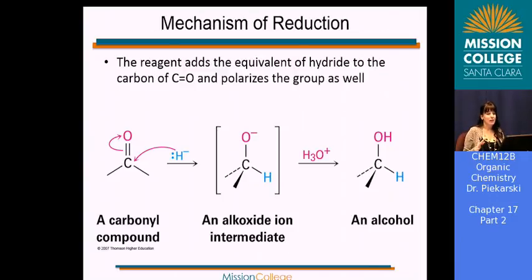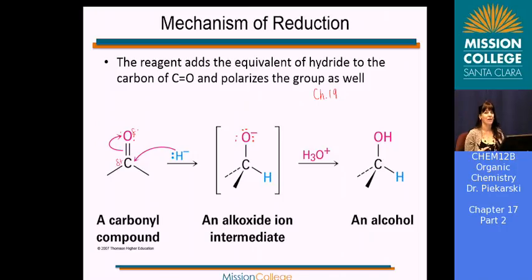So I wanted to briefly go over the mechanism of reduction. I'm going to talk about it again in chapter 19 when we talk about aldehyde and ketone chemistry, which will be nucleophilic addition. So basically what happens is that this hydride is attracted to this carbonyl carbon because it's partial positive, right? These have lone pairs. It pushes those electrons up top, and this is called an alkoxide ion intermediate.